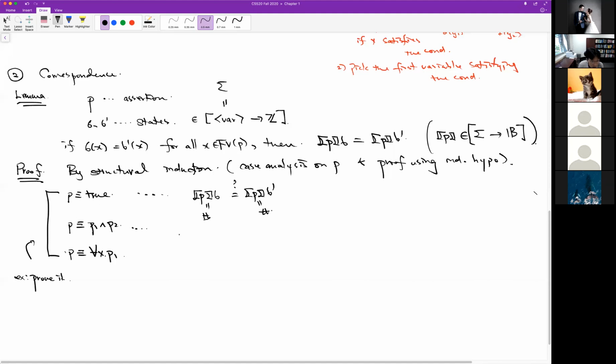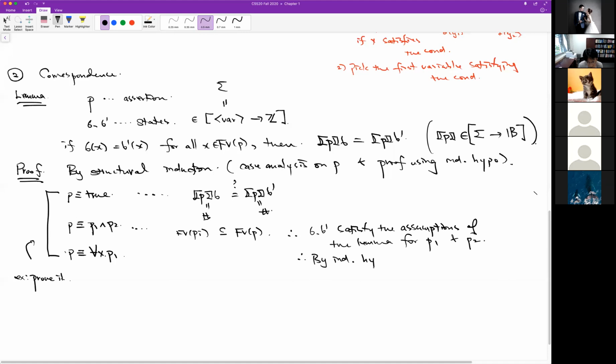is that the free variables of P1 and P2 are all included in the free variables of P. So sigma and sigma prime satisfy the assumptions of the lemma for P1 and P2. This means we can apply the induction hypothesis. By applying the induction hypothesis, we can say P1 under sigma is equal to P1 under sigma prime. Also P2 under sigma is equal to P2 under sigma prime.